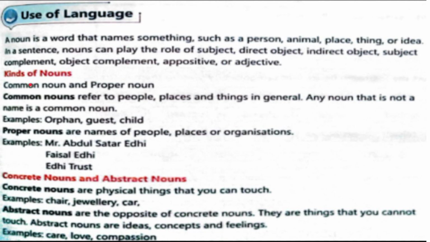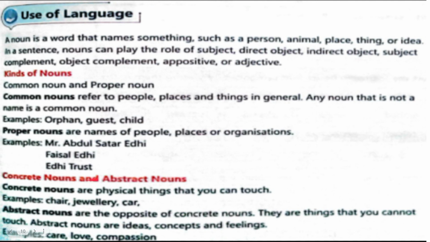Kinds of noun. There are two kinds of noun, common noun and proper noun. Common nouns refer to people, places and things in general. Any noun that is not a name is a common noun. Examples: orphan, guest, child. Proper nouns are the names of people, places or organizations. Examples: Mr. Abdul Sattar Edhi, Faisal Edhi or Edhi Trust.